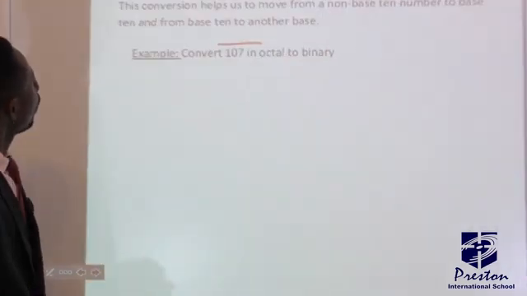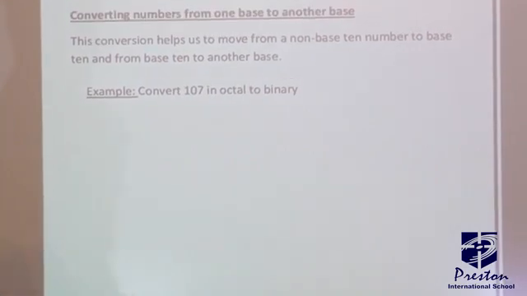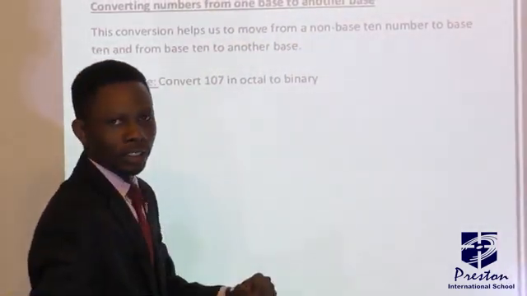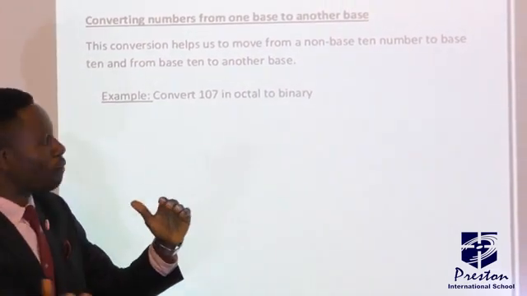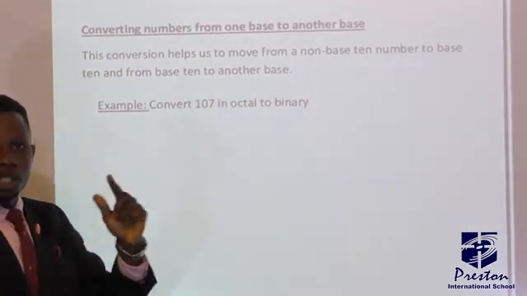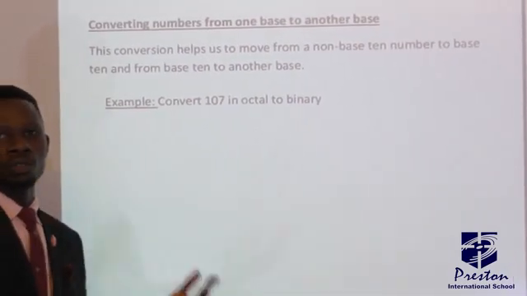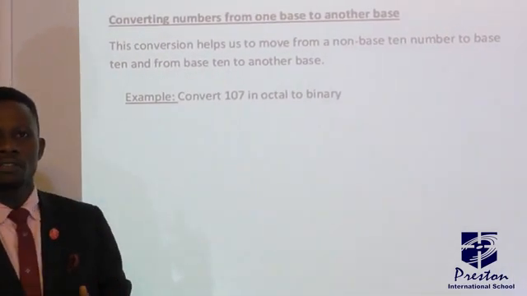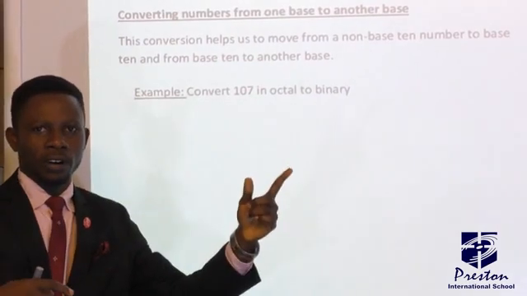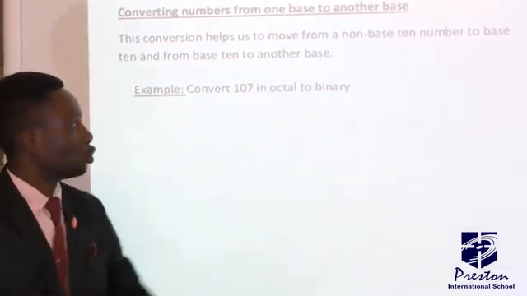Okay, let's move down to the first topic: converting numbers from one base to another base. You agree with me? We are converting from one base to another base, which may be 2 to 5. And there is no way we can move from 2 to 5 without moving first from 2 to 10, then 10 to 5. That simply means we have covered about 2.